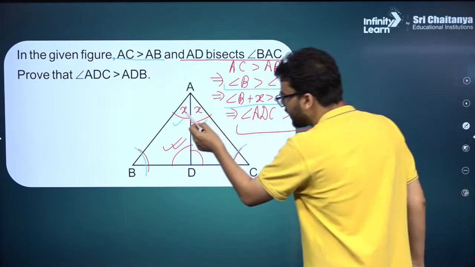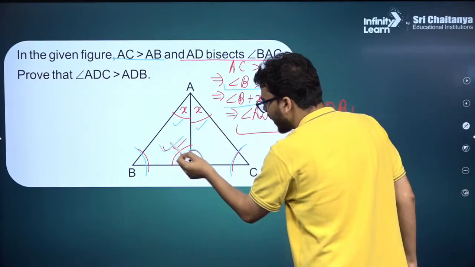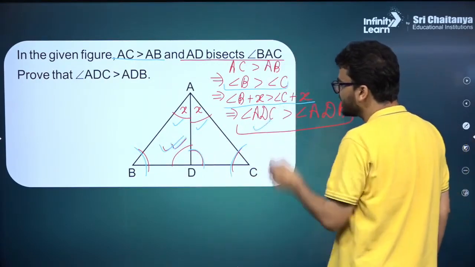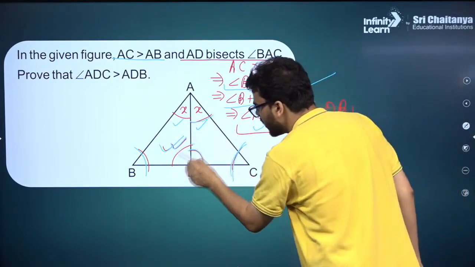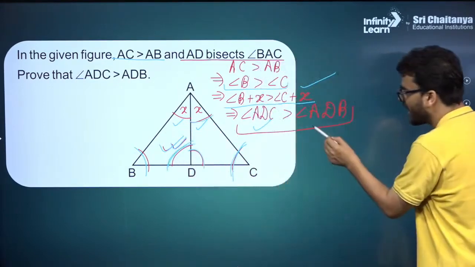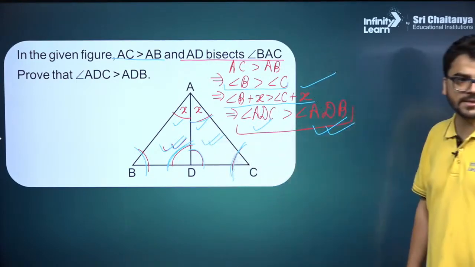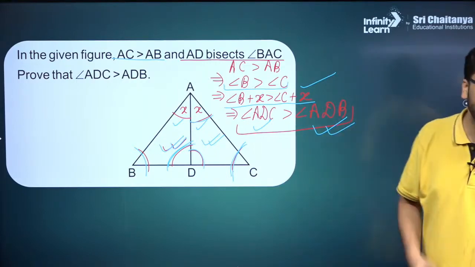Now what is B plus X? B plus X will be ADC. If you see this triangle, that is the exterior angle property. So that is ADC. In the same manner, we have C plus X, so C plus X will be equal to ADB, exterior angle property in this triangle. So that is the proof. Is it clear now? Abhimanyu, Soumya, Bimla, Sambhavi, any doubt in that?